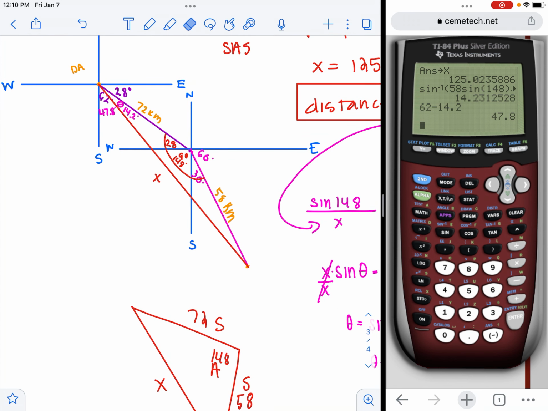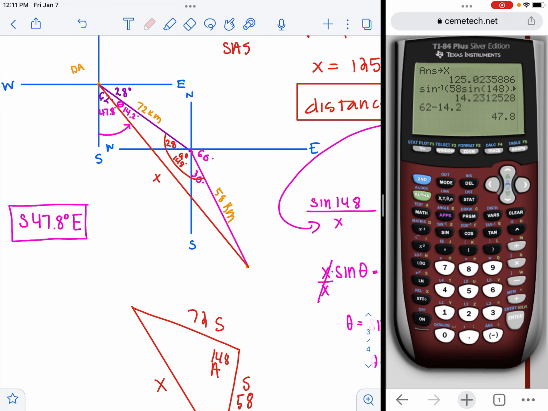So now I can get the bearing, right? The bearing is that red direction. It's closer to south. It's going towards the east. So this is south 47.8 degrees towards the east, and there's my answer.